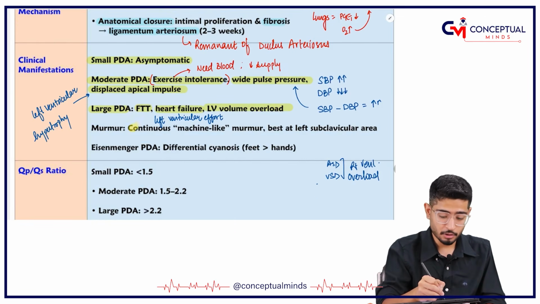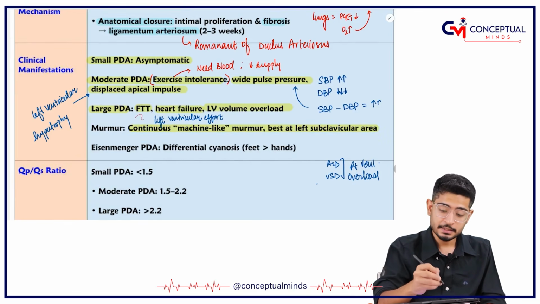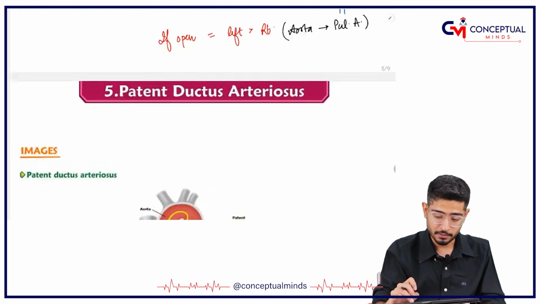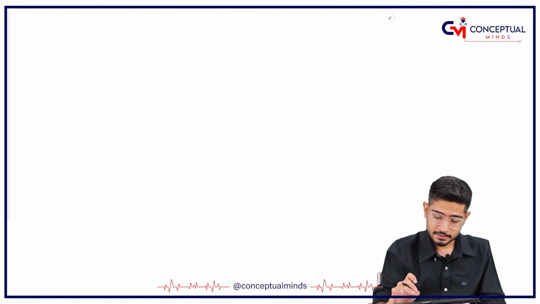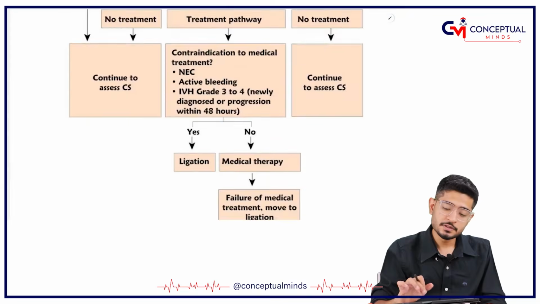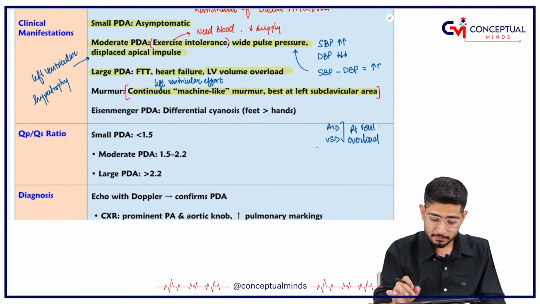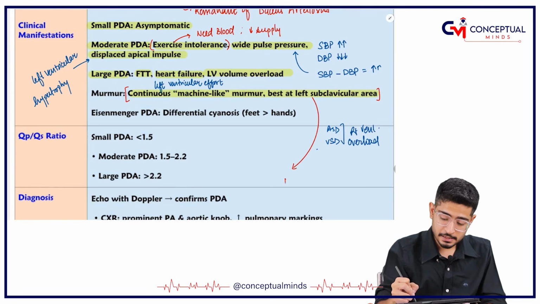Machinery murmur or the continuous murmur. This is important. There is a murmur called a continuous machinery murmur, which is seen in the patent ductus arteriosus. Continuous murmur or machinery murmur, this is important. And the very simple way to remember this is PCM, paracetamol.